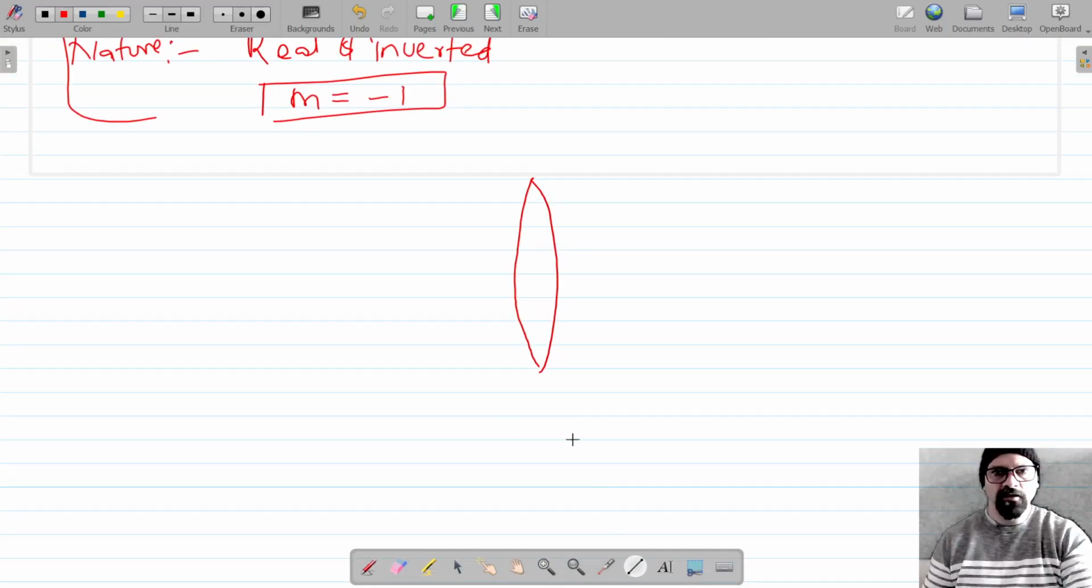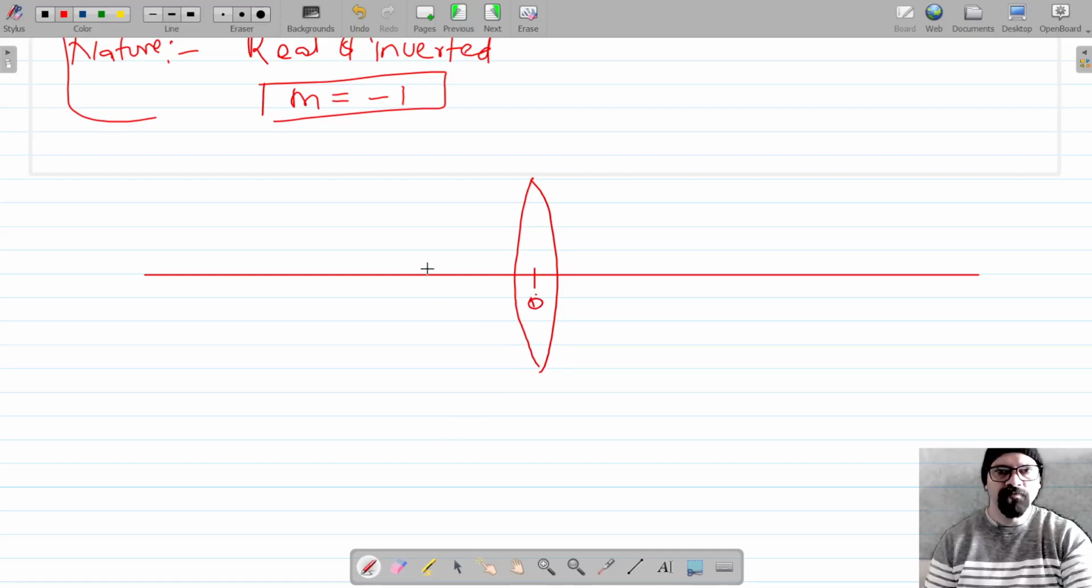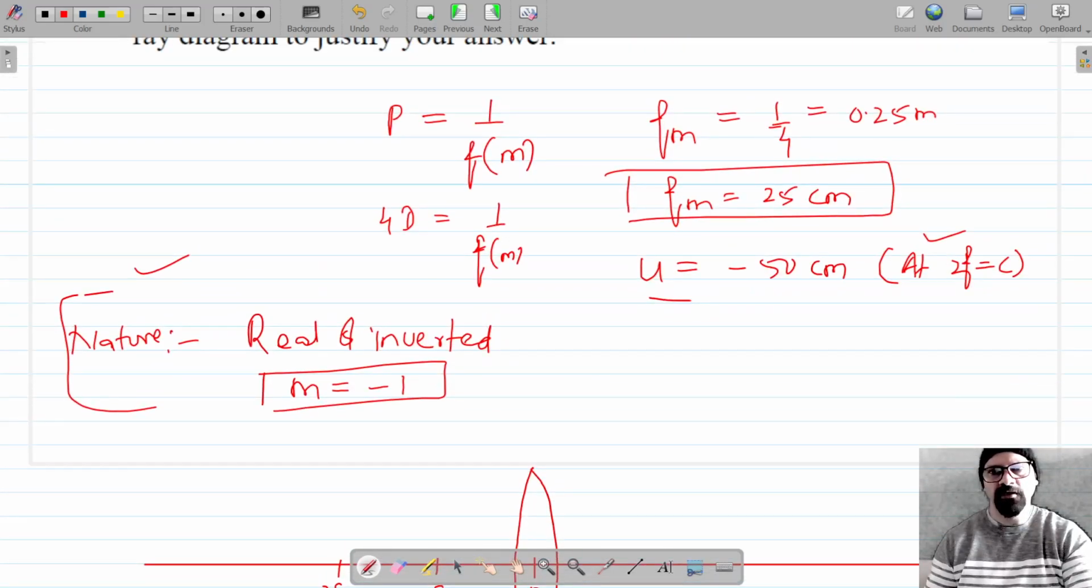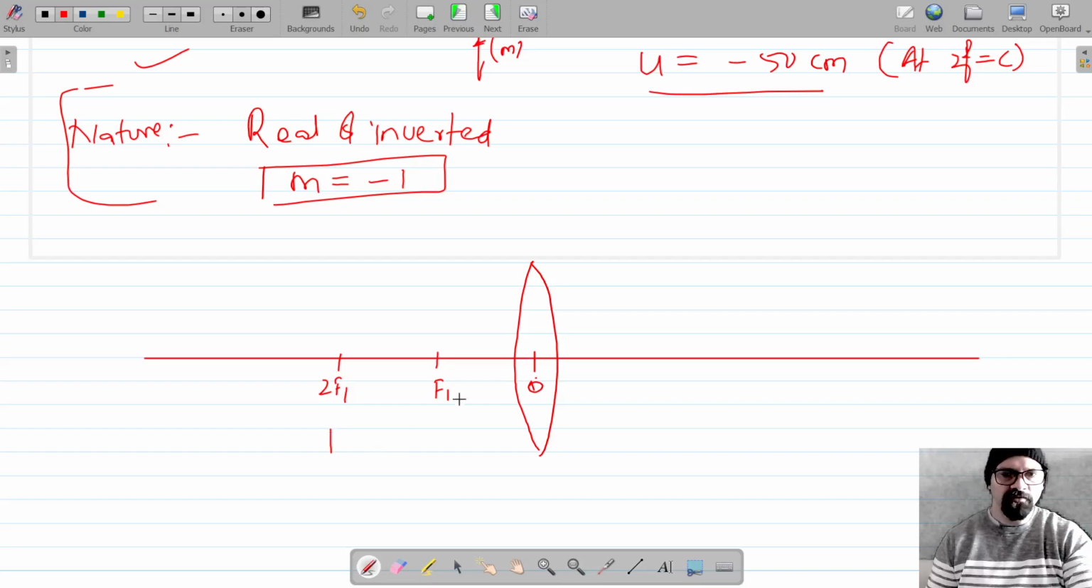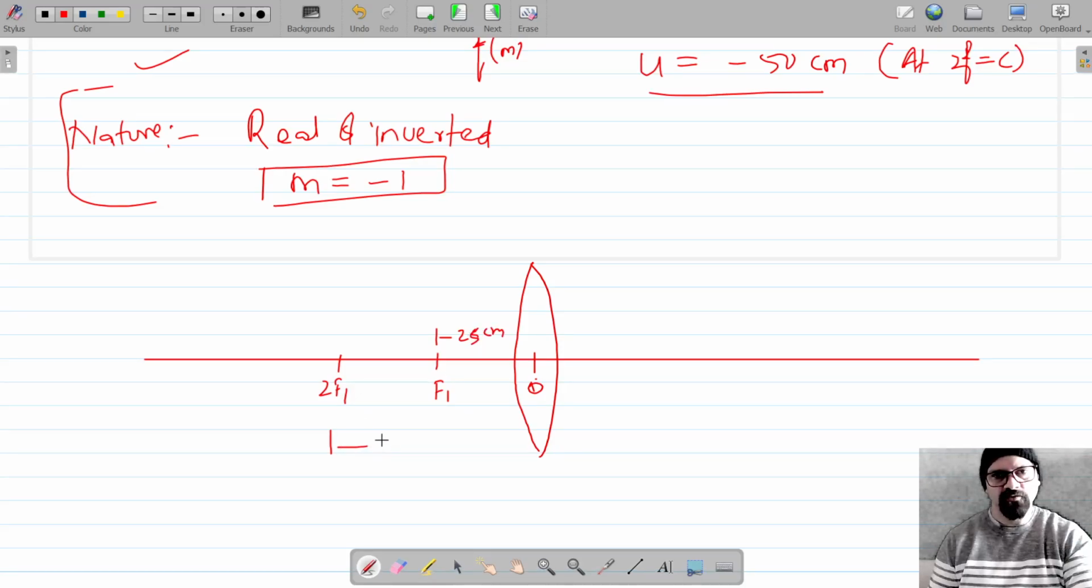Okay, this is the principal axis, and this is the optical center O. This is the first principal focus, and its double will be the second principal focus. The focal length is 25 centimeter and u is at 50 centimeter. That means this is 50 centimeter, this is 25 centimeter, and this is 25. So its double is 2F, which is 50 centimeter. That's where the object is placed.